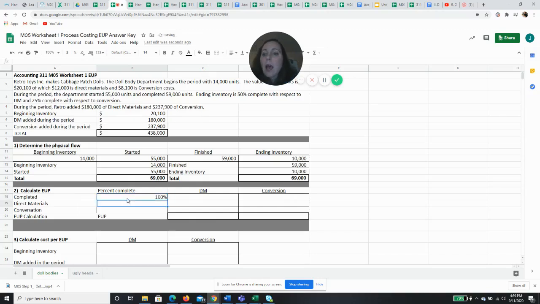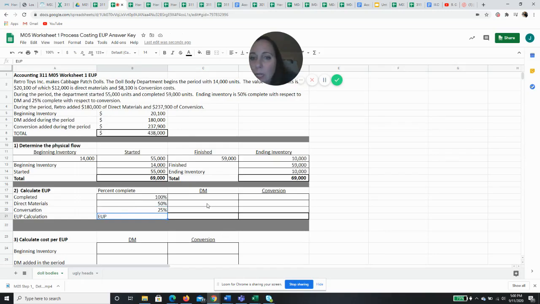All right. Now let's look at our direct materials, and we are looking at direct materials ending inventory. And it says here, ending inventory is 50% complete with respect to direct materials. So that's going to be 50%. Okay. And it says our ending inventory is 25% complete with respect to conversion. So this is going to be 25% complete. All right.